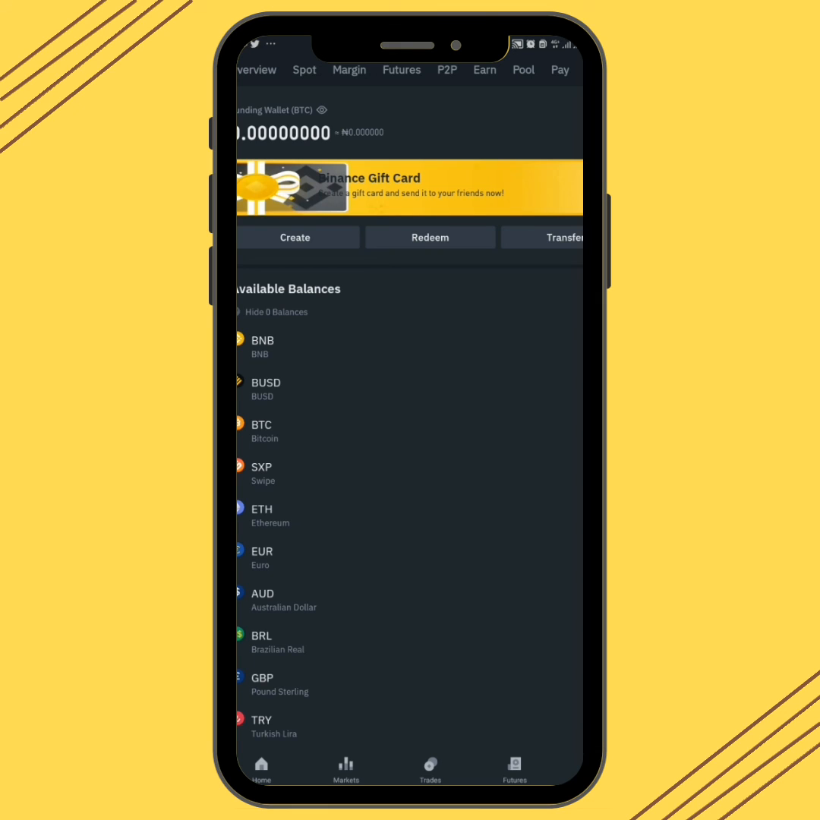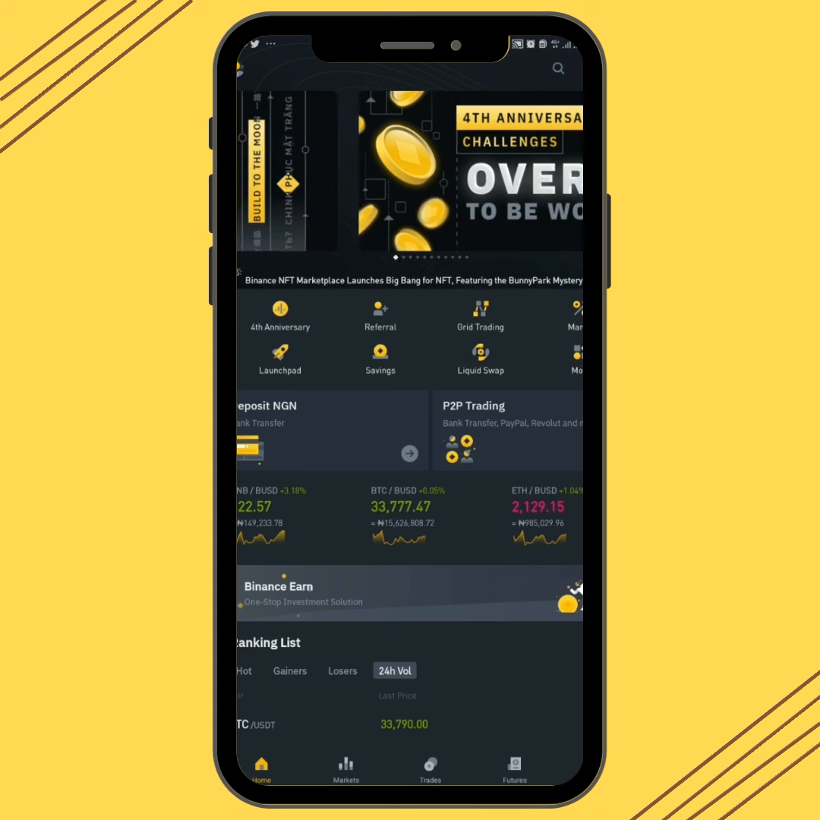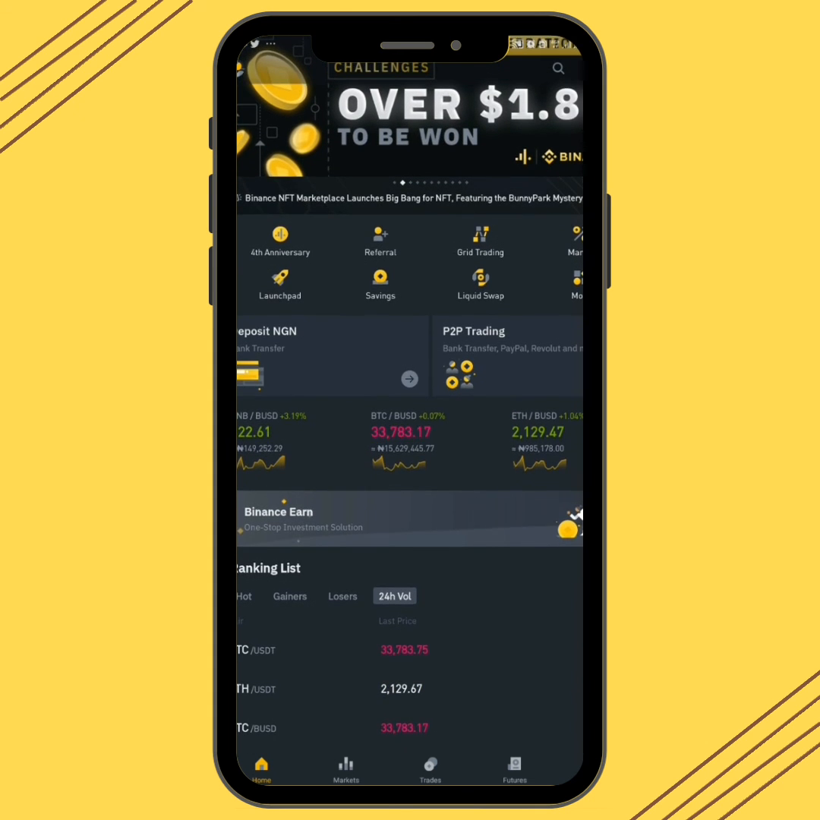Then gifts. Okay, Binance gift. This is actually a new addition to the Binance app. So Binance gift card. Binance also gives gift cards. So it said create a gift card and send it to your friends now. So that is all about Binance on phone.